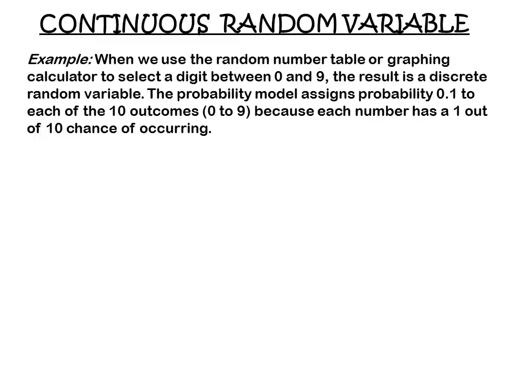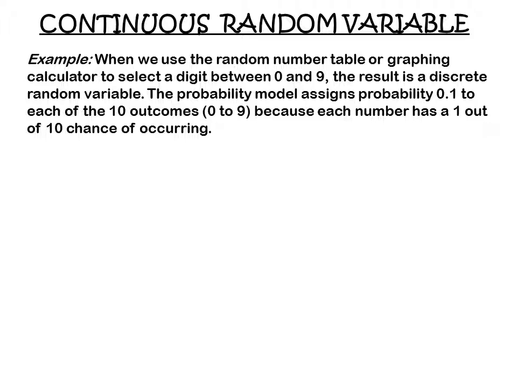So our other type of random variable is continuous. When we use the random number table or the graphing calculator to select a digit between 0 and 9, the result is a discrete random variable. The probability model assigns the probability 0.1 to each of our 10 outcomes, 0 to 9, because each number has a 1 out of 10 chance of occurring.